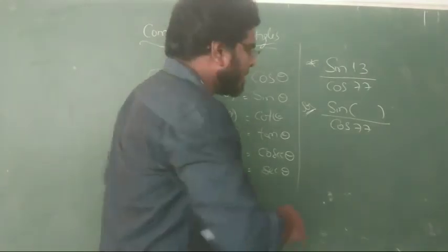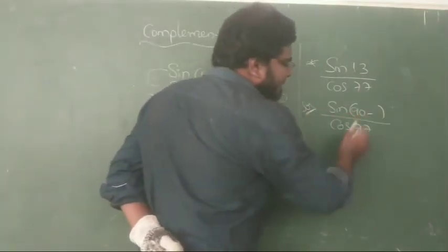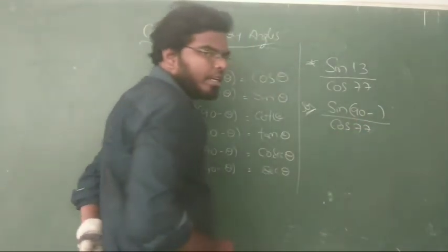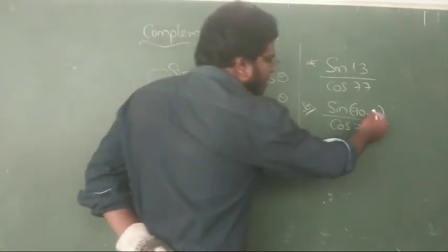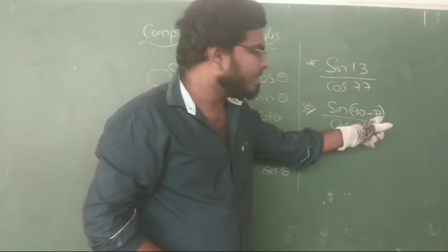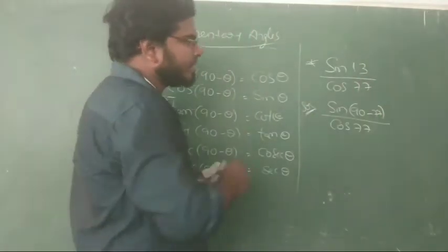Now the constant: we have 90 minus theta. Directly you can write here 90 minus, but instead of theta, write the denominator. Instead of theta I am writing the denominator. Now verify it. 90 minus 77 is how much? 13. Is it clear? Again we get the same step.